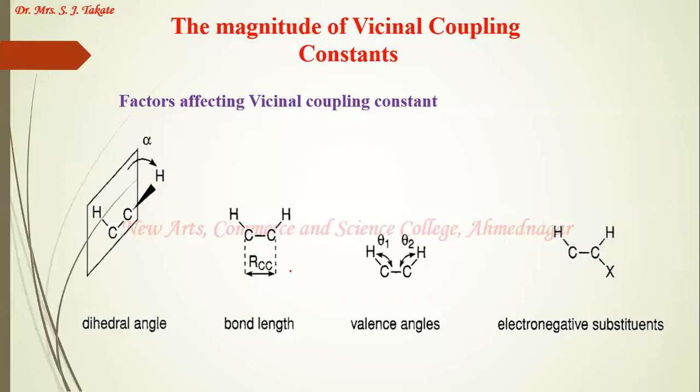Vicinal coupling, that is three bond coupling, is affected mainly by four factors. The first one is the dihedral angle. Look at this dihedral angle between the adjacent bonds, or the angle between the bonds on adjacent atoms. The second factor is the bond length by which the coupling nuclei are separated. The third factor is the valence angles, and the fourth one is the electronegativity of the substituent attached to the carbon atom where the coupling nuclei are bonded.